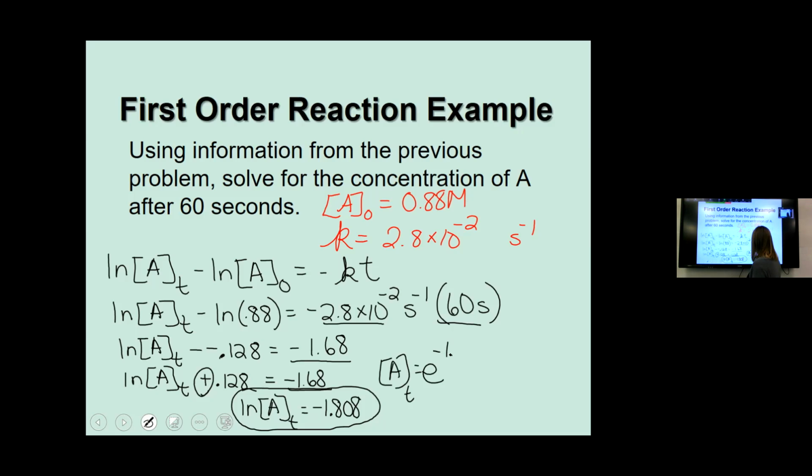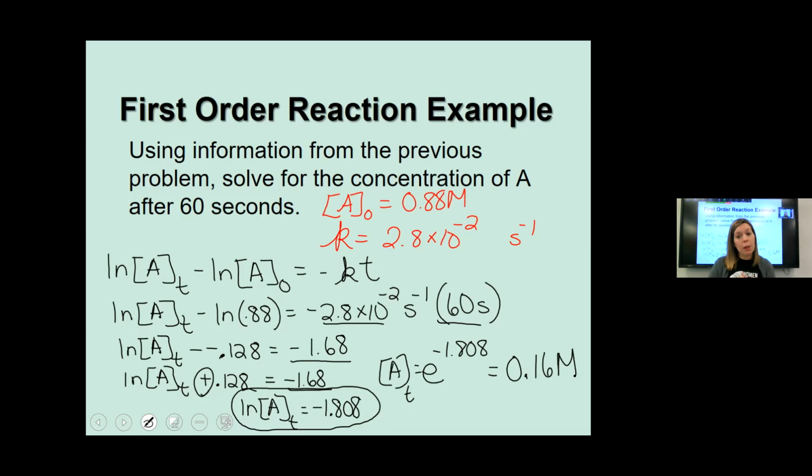negative 1.808. You put that into your calculator, and that gives us 0.16 for the molarity. That makes sense. We started at 0.88, 60 seconds went by, so our concentration has to drop. Obviously, if your concentration increased, that would be a major sign that something had gone wrong.